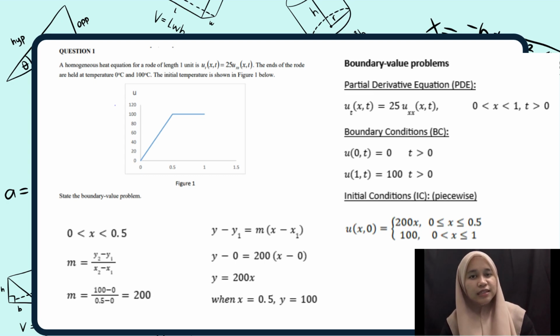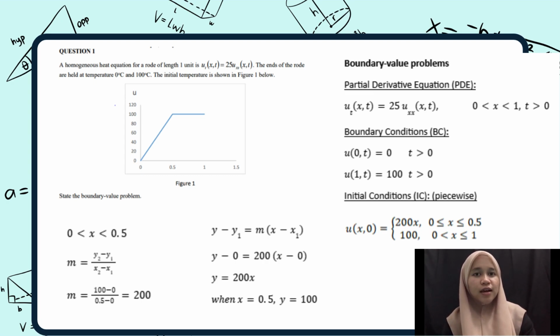y minus 0 equal to 200 times x minus 0. So, y equal to 200x. This means the temperature increases from 0 to 100 between x equal to 0 and x equal to 0.5, then stays constant at 100 from x equal to 0.5 to x equal to 1 based on the graph.